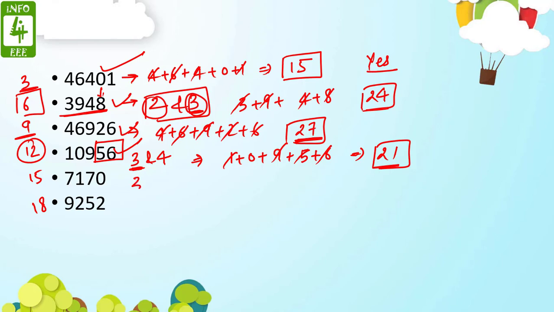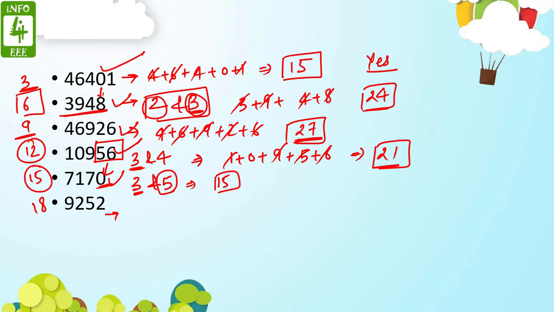For 15, you need to check for 3 and 5. For 5, the last digit should be 0 or 5. So it is satisfied. You just need to check for 3. So for 3, just add all the digits. So 7, 7, 14 plus 1 is 15. So 15 is divisible by 3. It means this number will be divisible by 15.